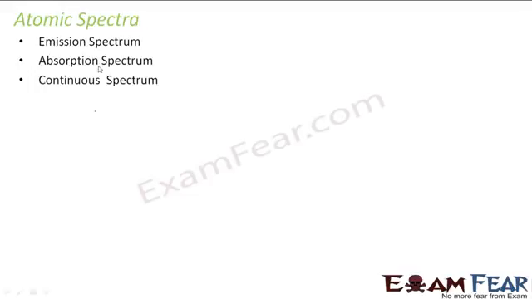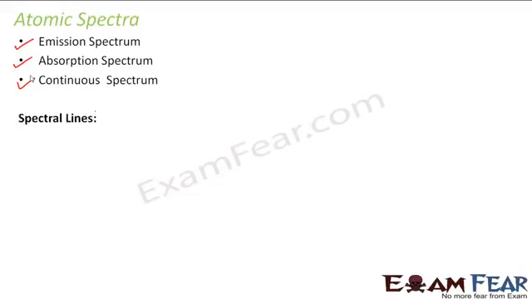So we will talk about the different types of atomic spectra, that is emission spectrum, absorption spectrum and continuous spectrum. Broadly, these are the 3 types of atomic spectrum which we will talk about: emission spectrum, absorption spectrum and the continuous spectrum. We will discuss each of them in detail.